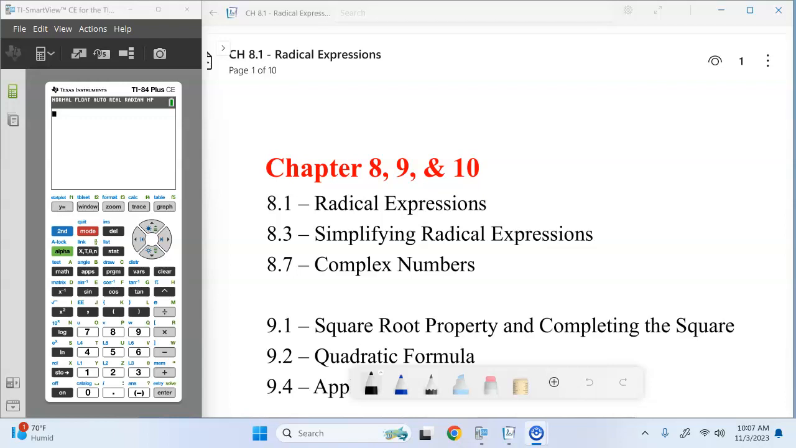You're going to want your calculator handy for a few of these. What we're going to cover for the majority of the rest of the quarter will be quadratics, but we have to have some underlying stuff first, which is what Chapter 8 is.